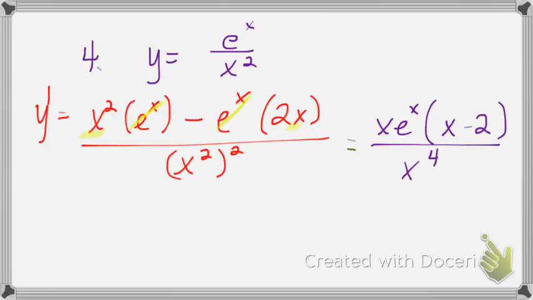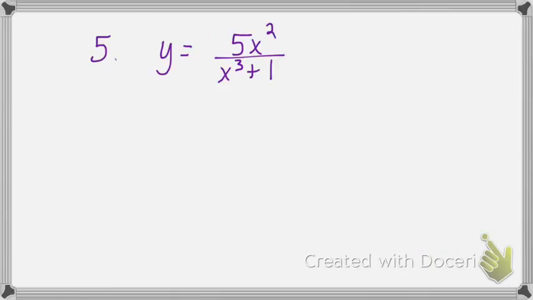That's x to the fourth. And here's why it's important to do that. Usually something will cancel. I can get rid of one of those x's. And so that's the simplified answer on number 4. Alright, number 5.